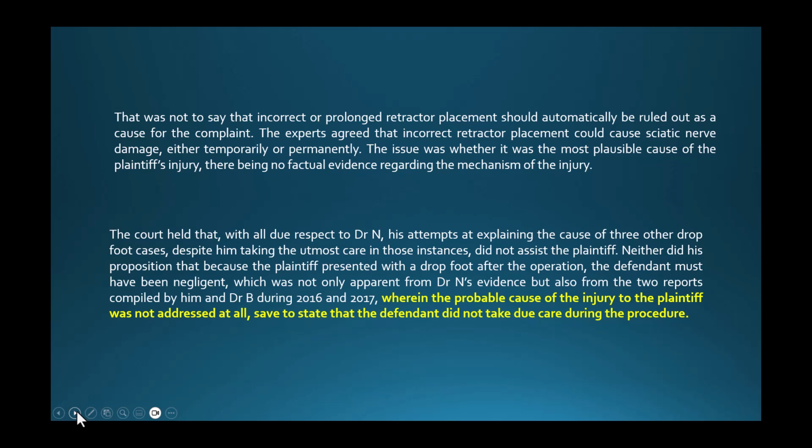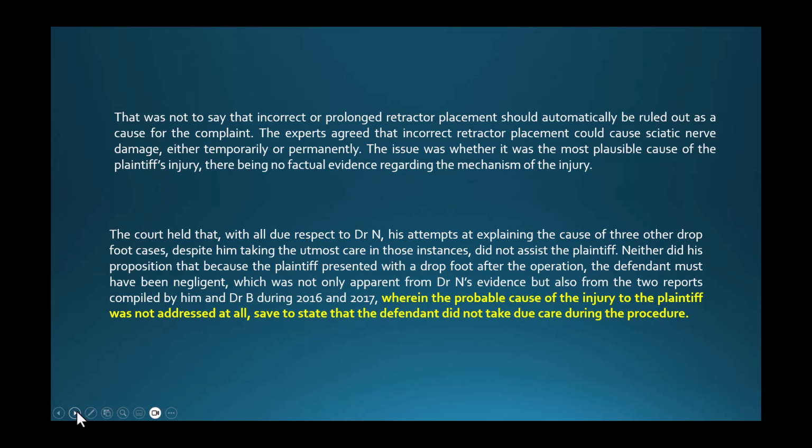Not dealt with at all. Save to state the defendant did not take due care during the procedure. That's negligence. Remember, we looked at you need both. You can't just say the practitioner was not up to scratch. You have to show that that failure to be up to scratch led to the injury. And it's logical. Because if you're not up to scratch but it didn't cause any injury, what's the relevance?